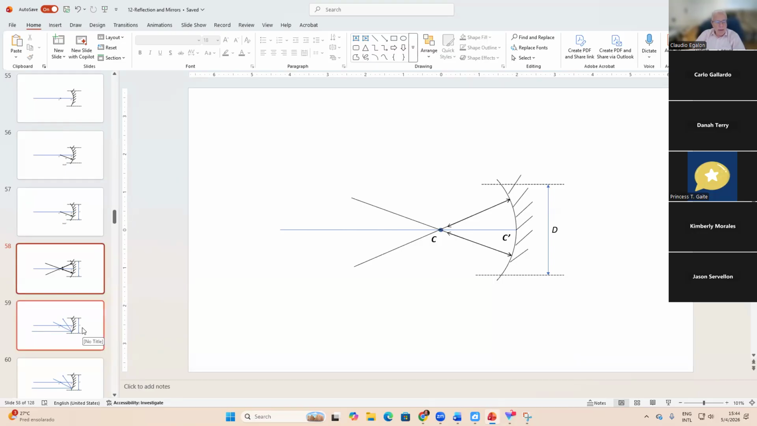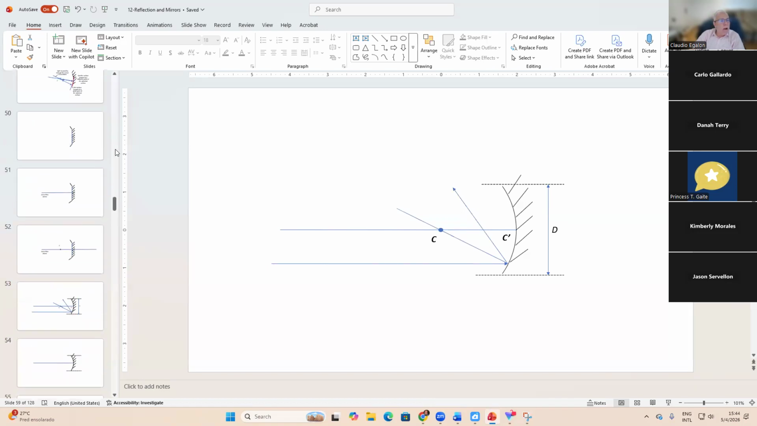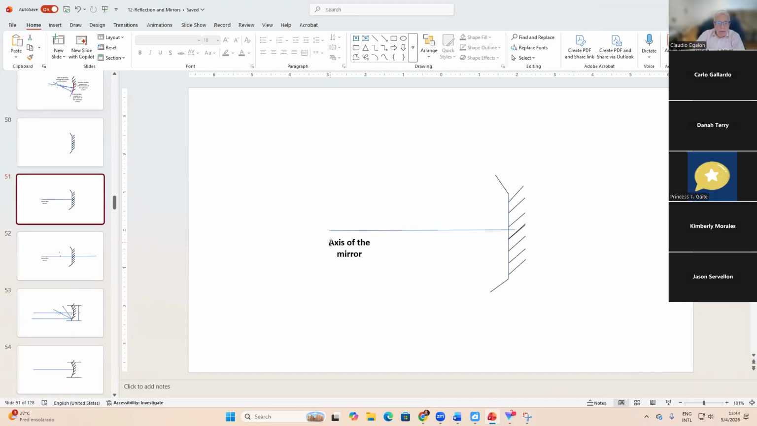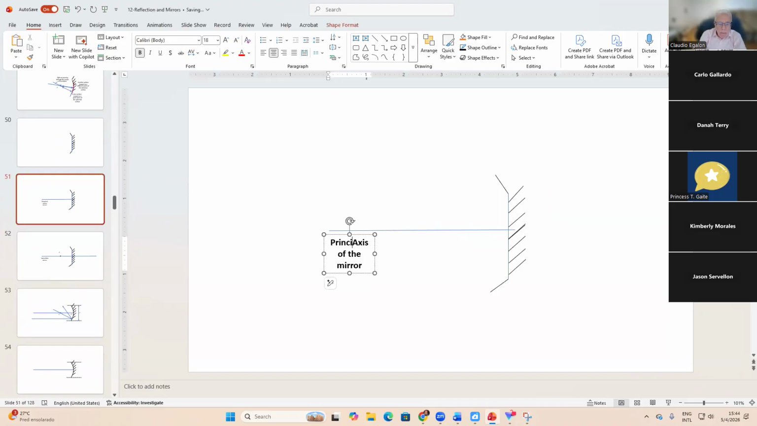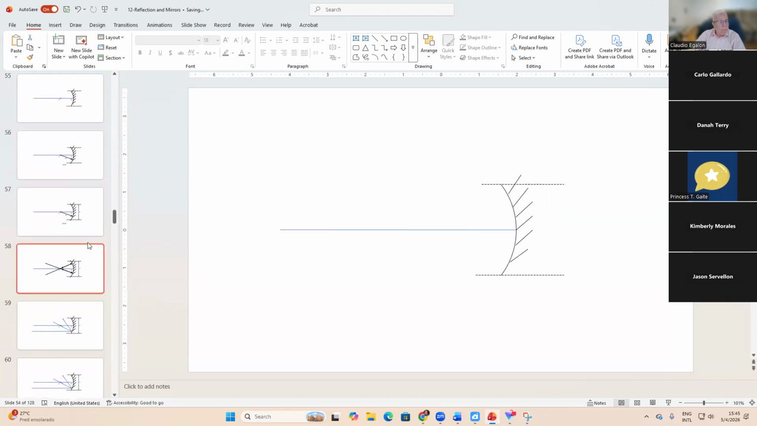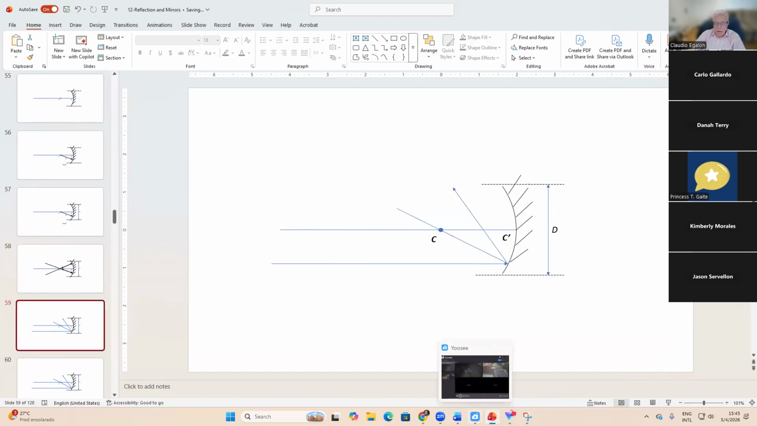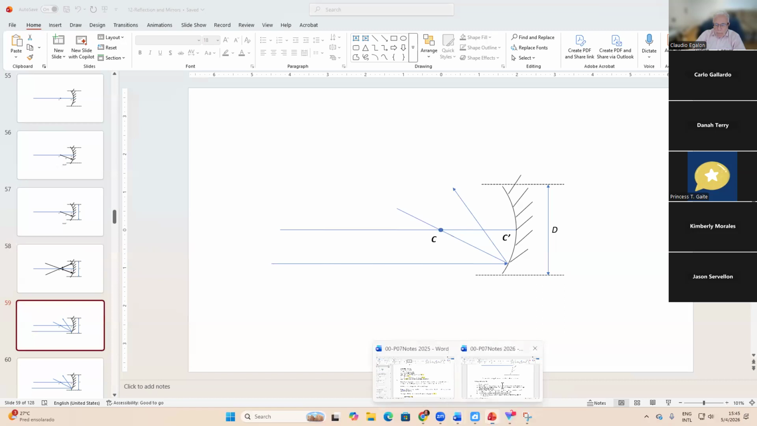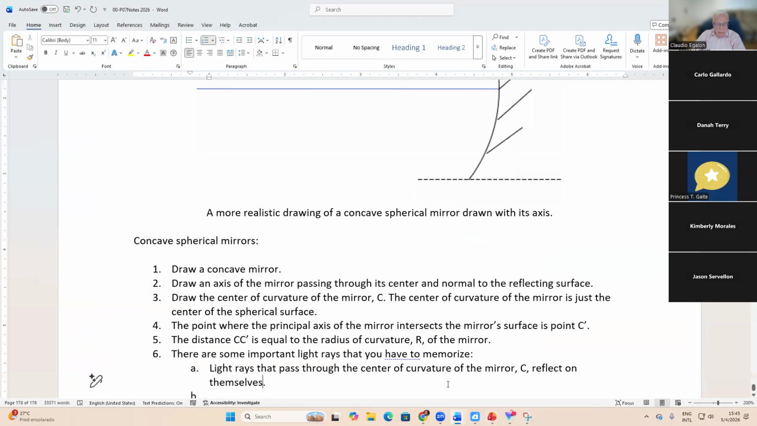Another important light ray are light rays that are parallel to the principal axis of the mirror. Okay, let me rename it. The axis of the mirror is the principal axis of the mirror. Here you go. Light rays. Let's write it down. You have to memorize.